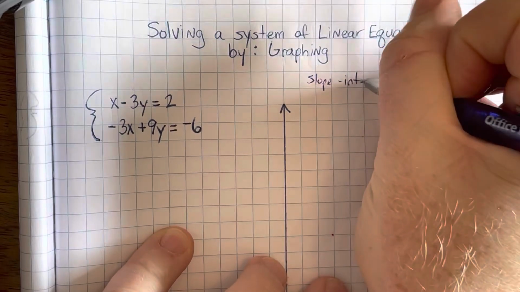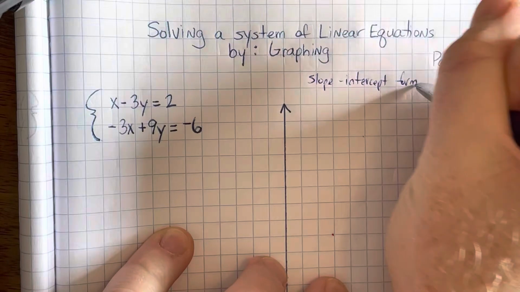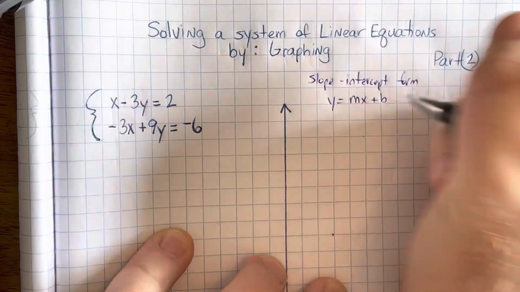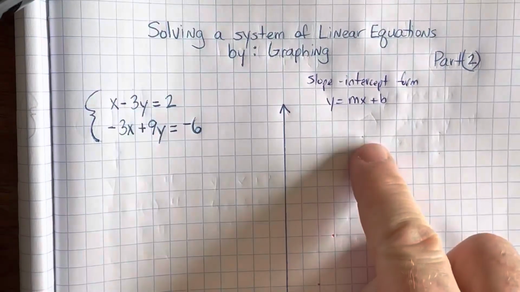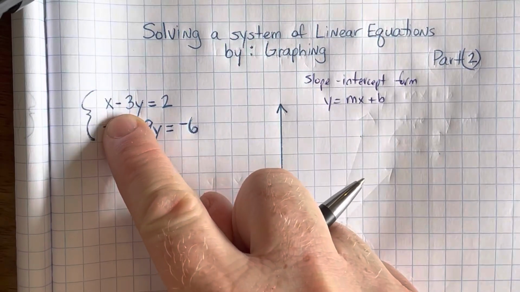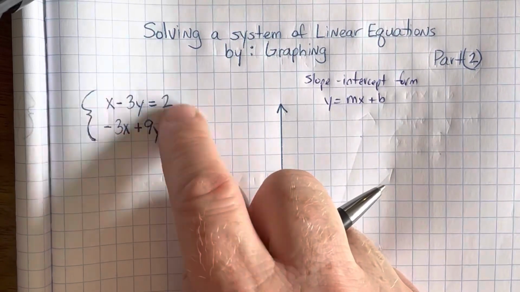let me write that down, y equals mx plus b. You want to make sure it's in that format. The problem is it's not. As you can tell here, the x is in the wrong spot. The x needs to be over here.